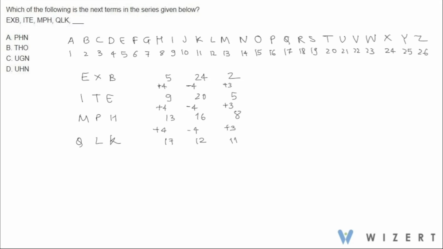So the pattern fits. So the next member with this pattern will be, let's see, 17 plus 4 is 21, 12 minus 4 is 8 and 11 plus 3 is 14, which is equal to, let's see, U, 8 is H and 14 is N. So the next member will be UHN. Answer is option D.